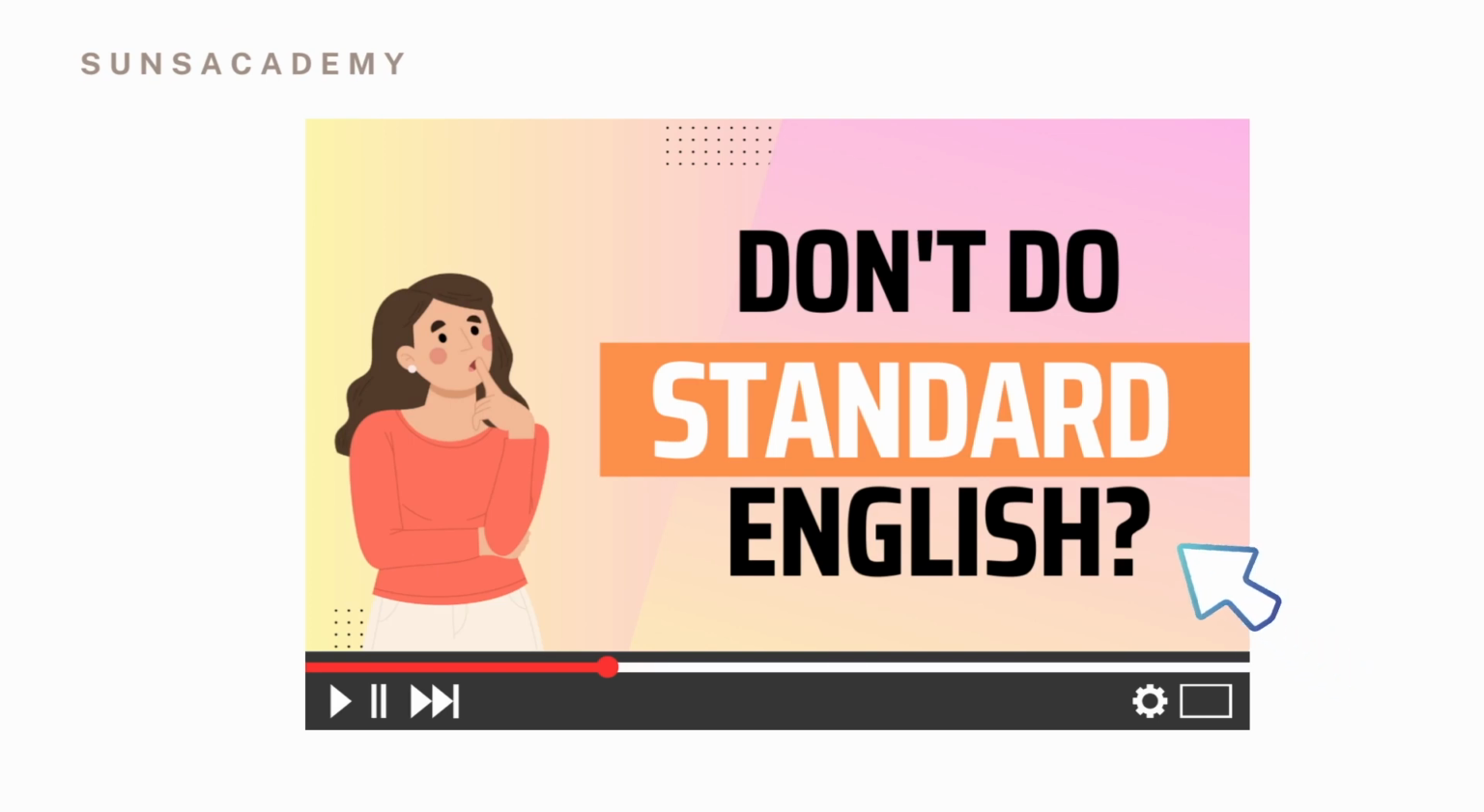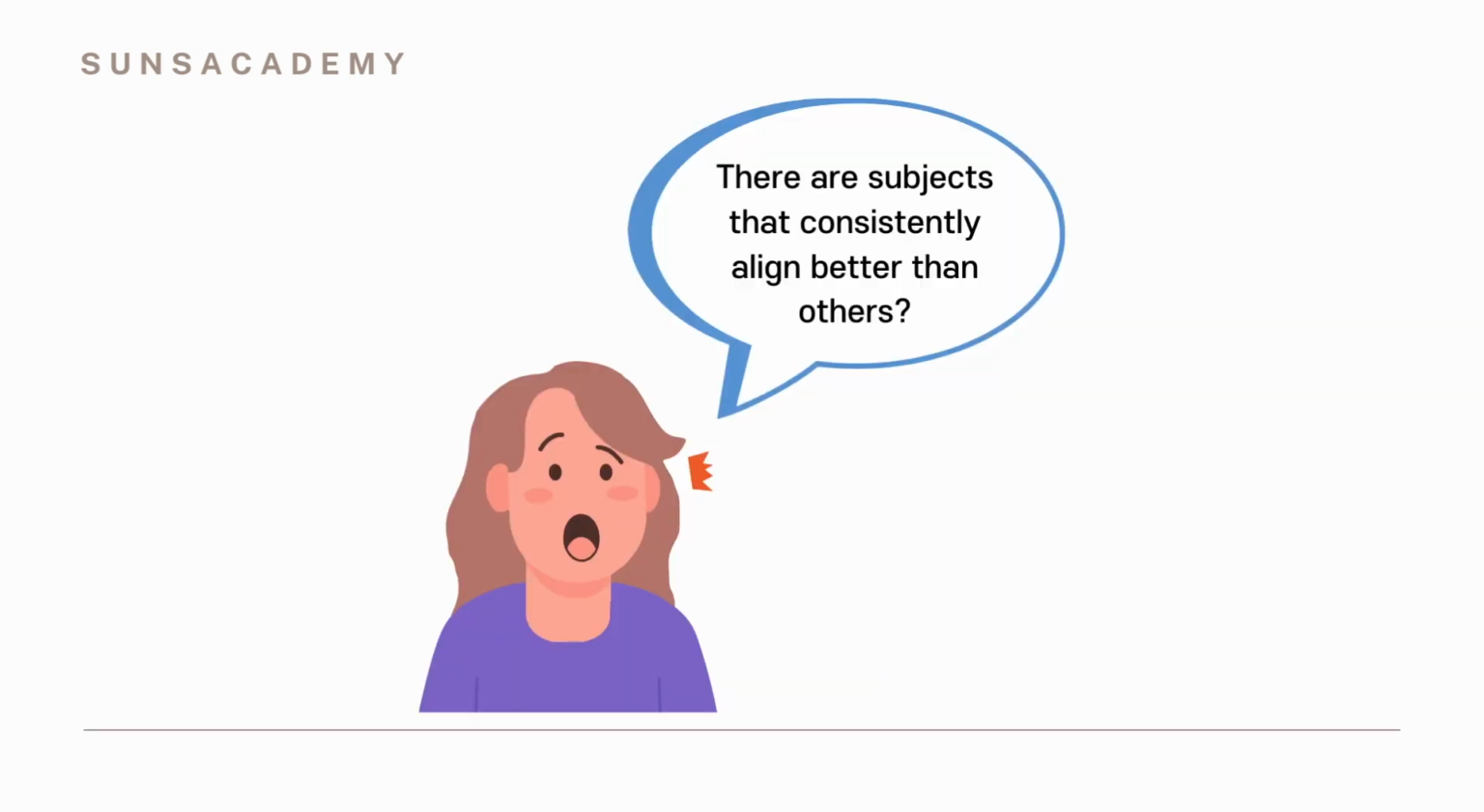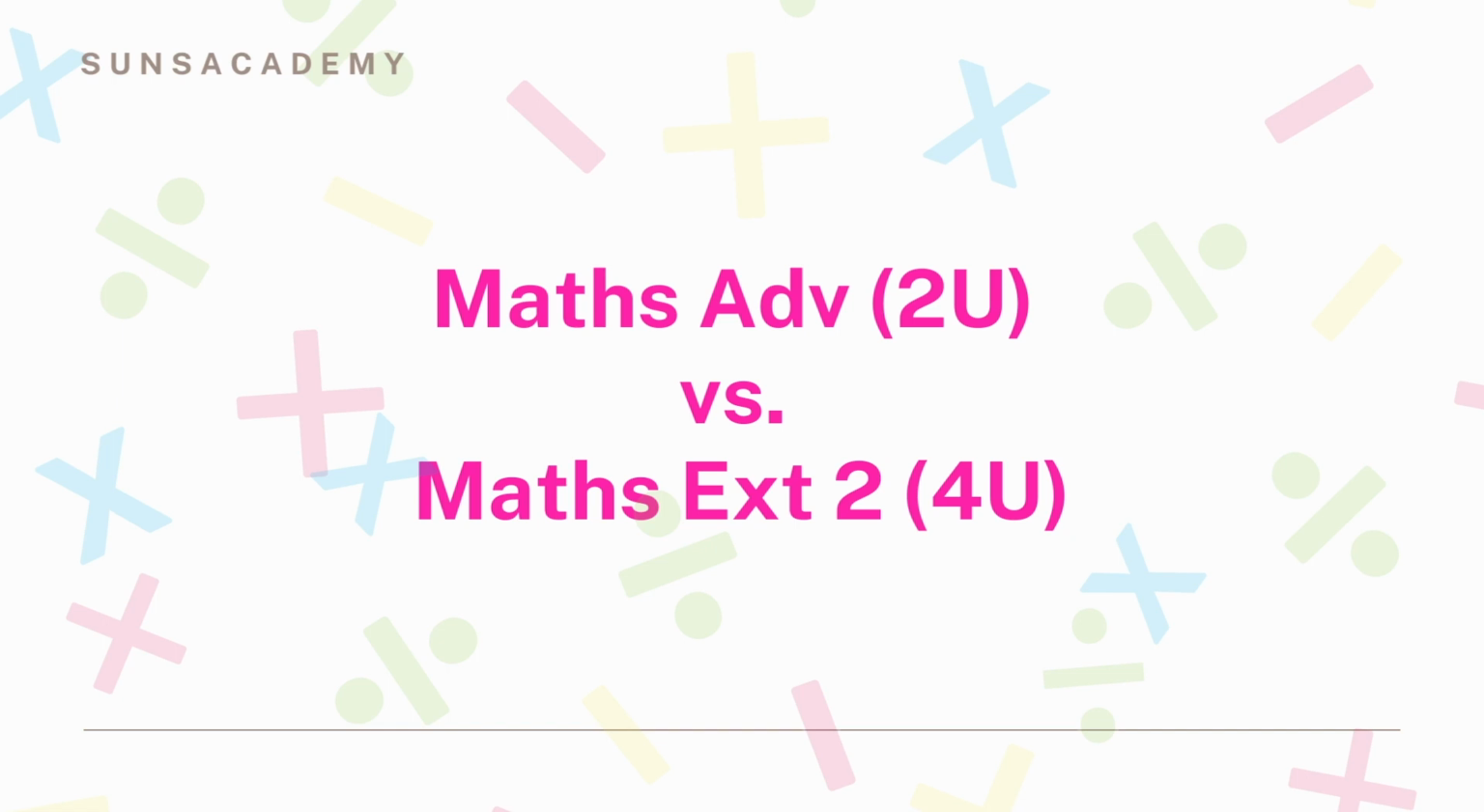Do note that as in the previous video where we talked about how advanced English aligns a lot better than standard English, there will be subjects that do consistently align a lot better. In this video, we'll have a look at the alignment of the marks for Math Advanced in comparison to Math Extension 2 because the difference is a lot more apparent.